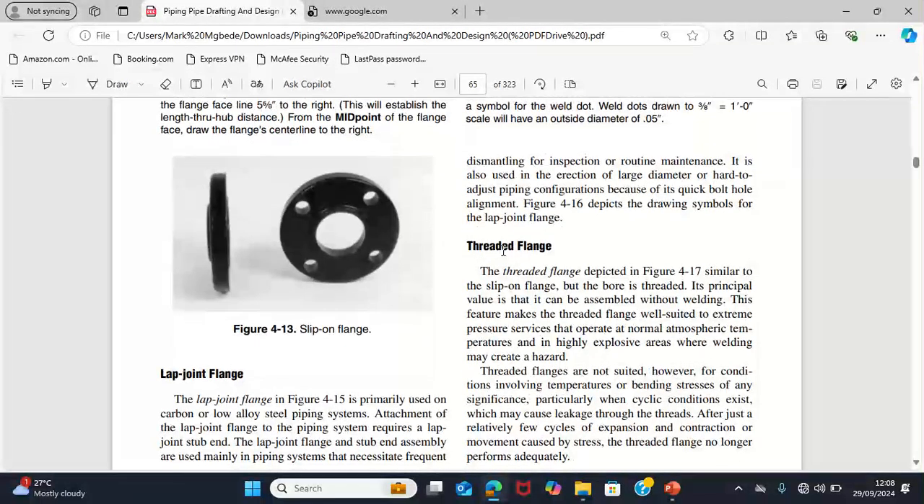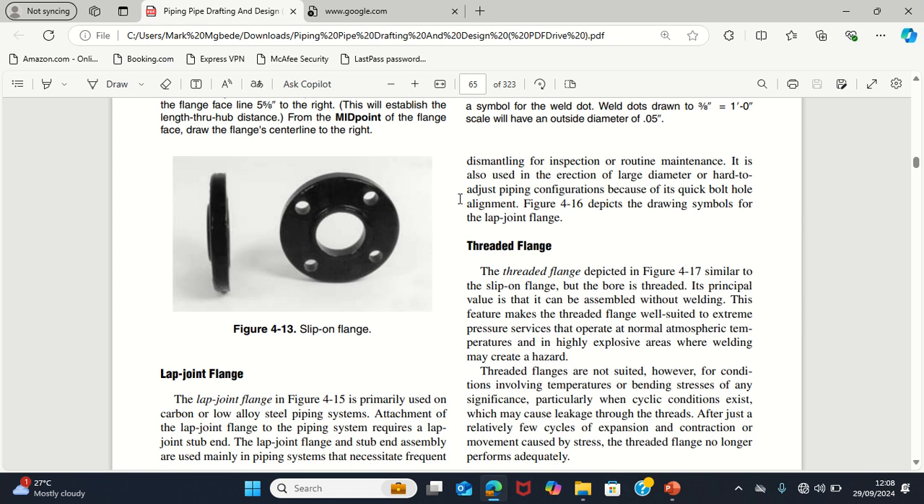So let us talk about the threaded flange. The threaded flange, just as the name implies, has a threaded connection, and also the pipe that you will use has to be threaded in order to fit into the threaded flange.